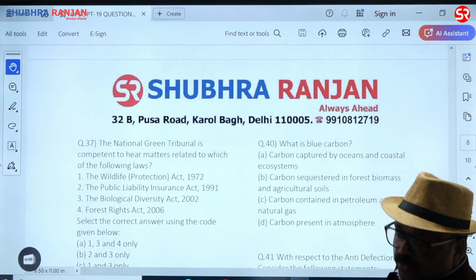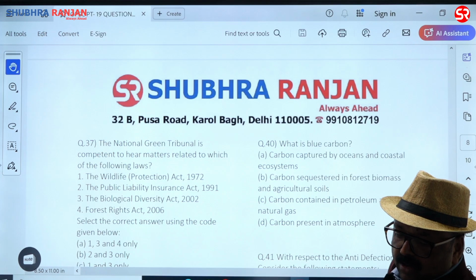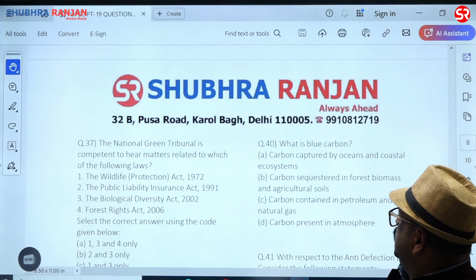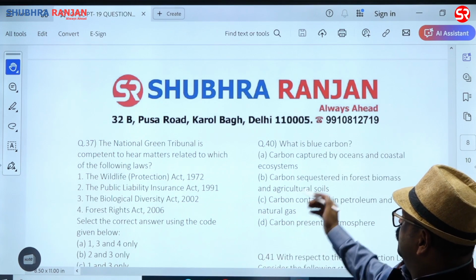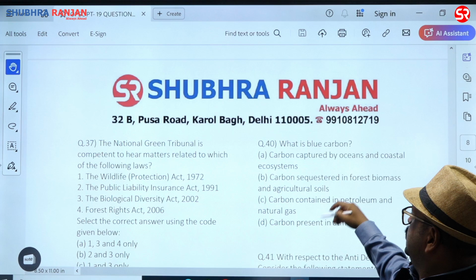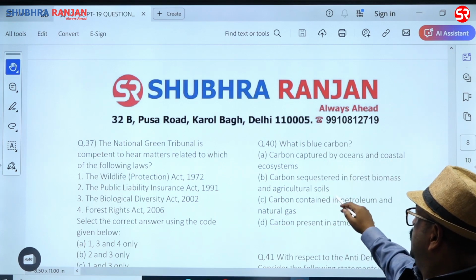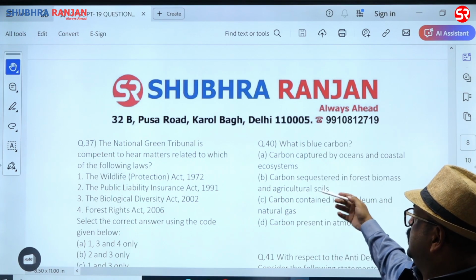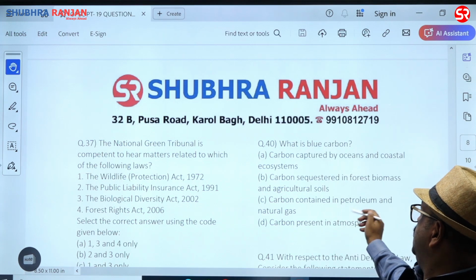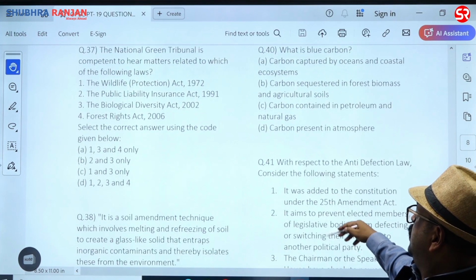What is blue carbon? In the class, we have discussed in detail: all those photosynthetic marine organisms capturing carbon are called blue carbon. Carbon captured by ocean and coastal ecosystems, yes. Carbon sequestered in forest and agricultural soil is green carbon. Carbon contained in petroleum, no. So the answer is alpha.